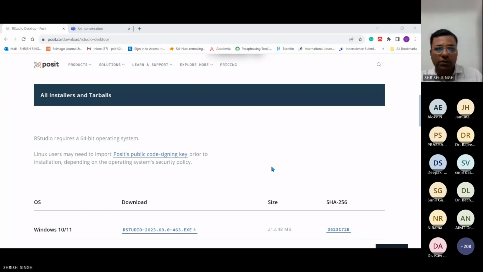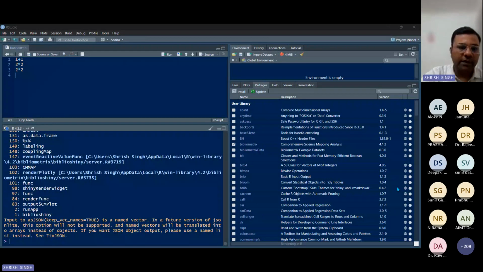Now I am going to share directly the R Studio of my system, because I want to come on that BiblioShiny. Okay, this interface is visible to all of you? Yes, sir. So this is the interface of R Studio.